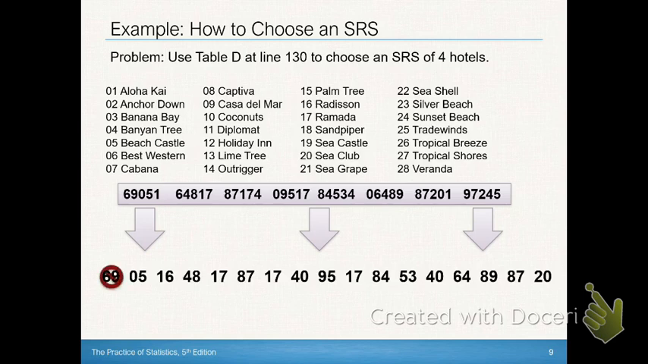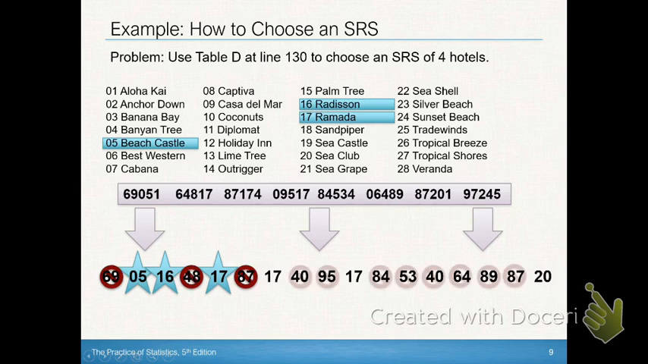Next, I would start going across. 69 is not a number on my list. My numbers only go up to 28. 5 is a number on my list, and it corresponds with the Beach Castle Hotel. So I'm going to pick that one as one of my 4. And then I'm going to keep doing this until I get a total of 4 hotels, skipping over numbers that don't make sense. And if I happen to get a repeat, like here I get 17 again, I'm going to skip over that repeat.